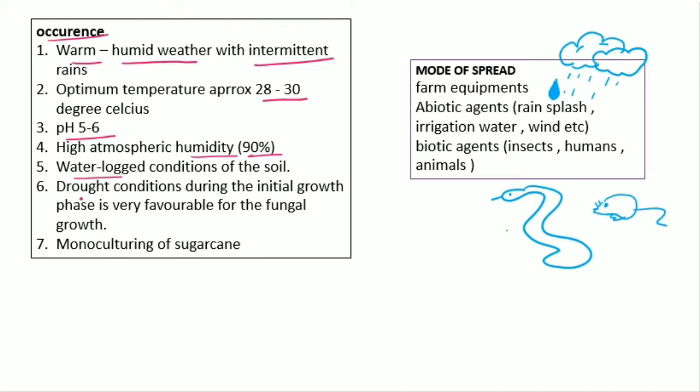It has also been found that drought conditions during the initial stages of infection by the fungi cause a very rapid increase in the growth of the fungi, as well as monoculturing of sugarcane has also been found to increase the growth of the fungi. Monoculturing of sugarcane means when a sugarcane plant is cultivated season after season after season. Mode of spread, that is how the pathogen gets spread. One very common method by which the pathogen gets spread is by farm equipment and by abiotic factors and biotic factors. Abiotic factors like rain splash, wind, etc., and biotic factors like insects, animals, humans.